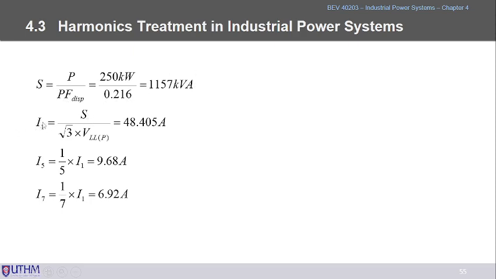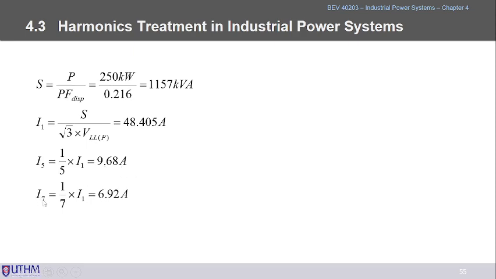So the I1 is at the fundamental current, which is 48.4 ampere. And the I5, this is how we apply the rules: 1/5, because we need to find the fifth order of the harmonics. 1/5 times the fundamental. So we can expect our fifth order harmonic is 9.68 ampere.